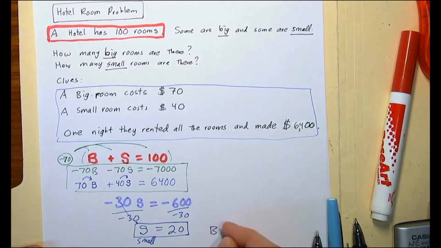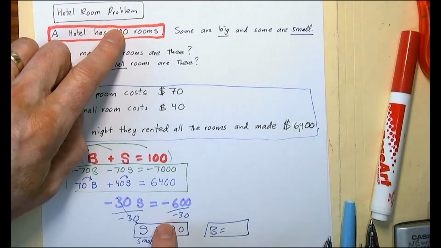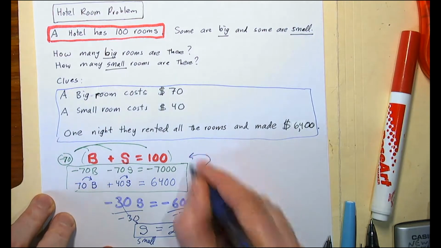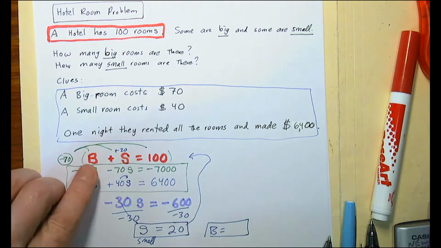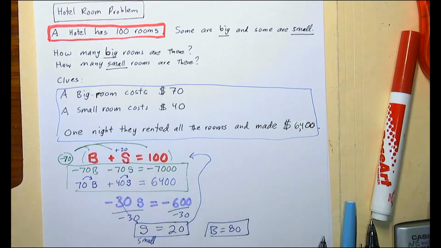So how many big rooms? Remember there was 100 rooms, 20 are small. You could even go up here and plug it in, right? You could plug it in. There's 20. 80. 80 plus 20.